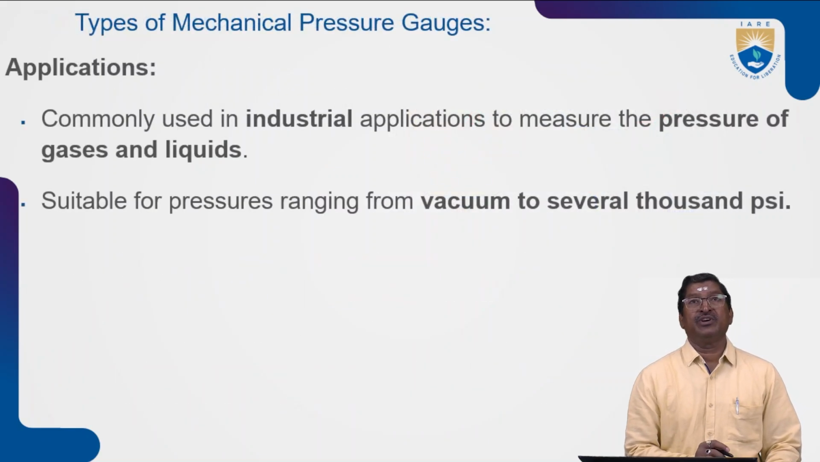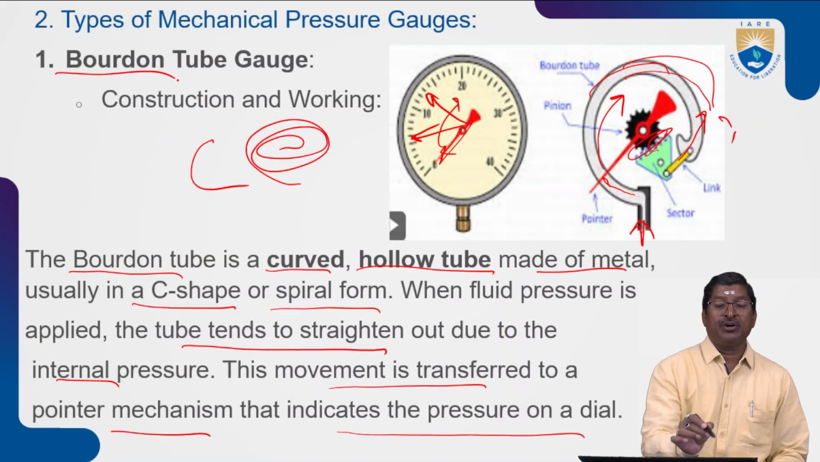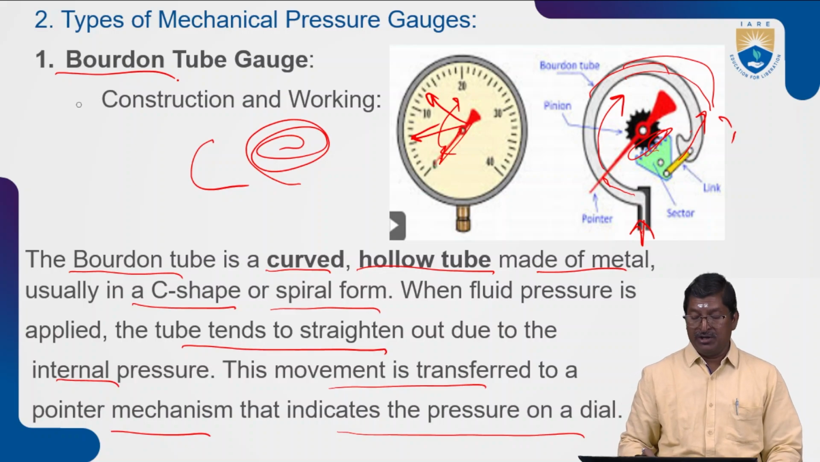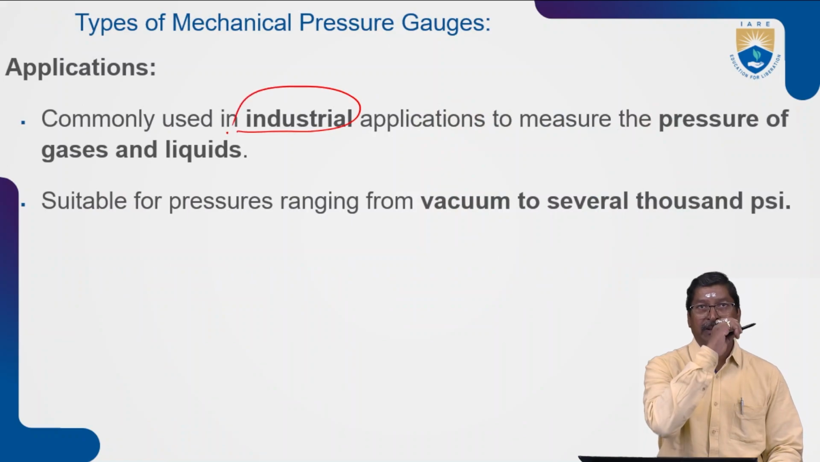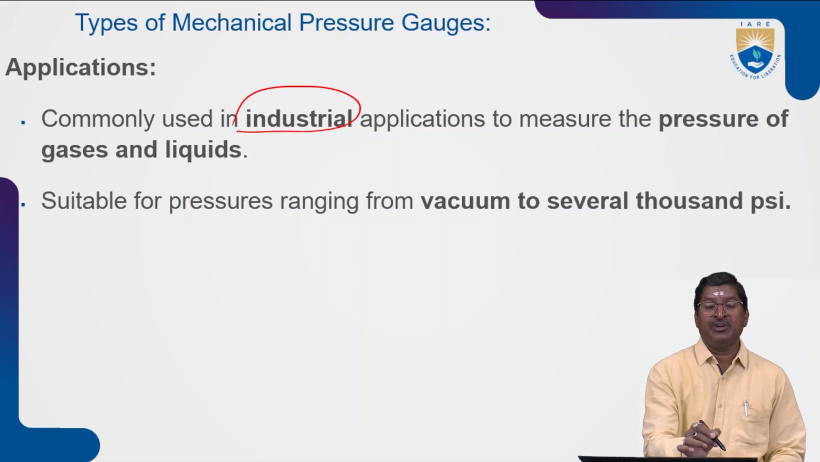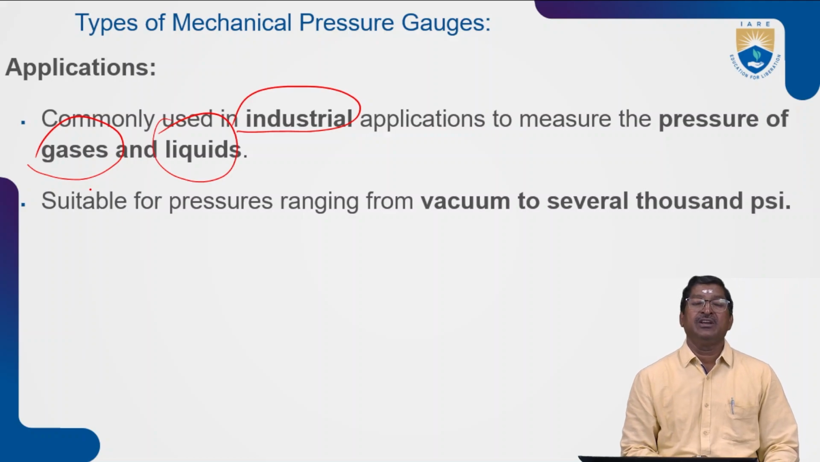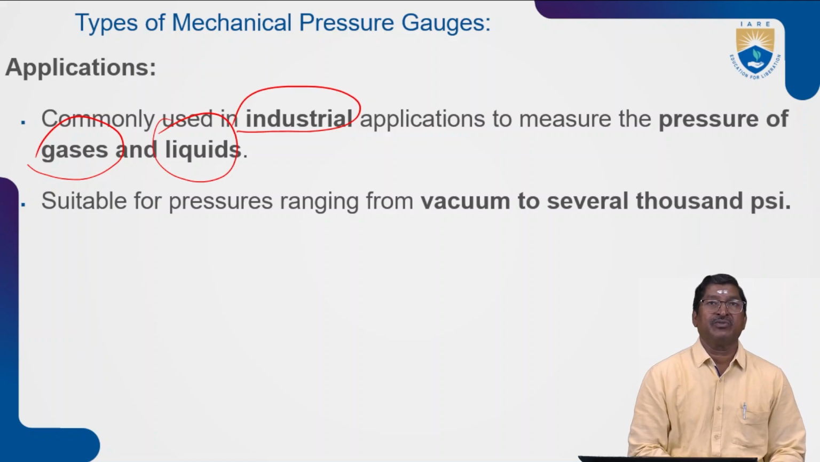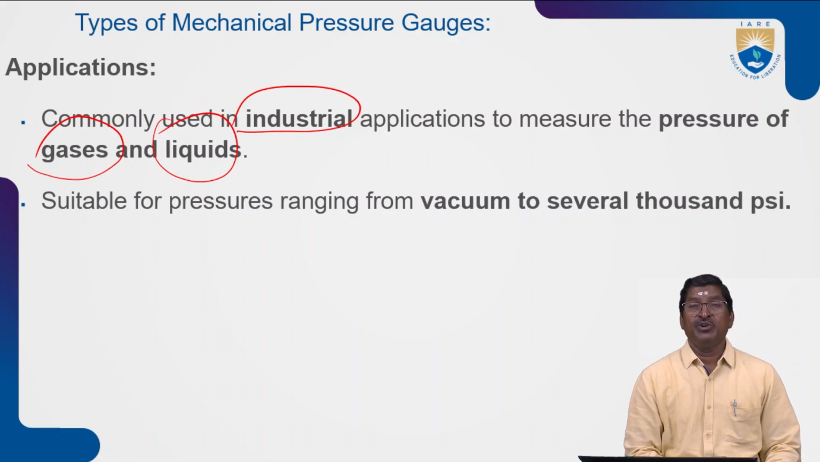And applications. Where will we utilize this Bourdon tube gauge? Here it is used for industrial purposes. The Bourdon tube pressure gauge may be used for gases as well as liquids. You can measure the pressures of gases or the pressures of liquids. For both fluids, this Bourdon tube can be utilized.